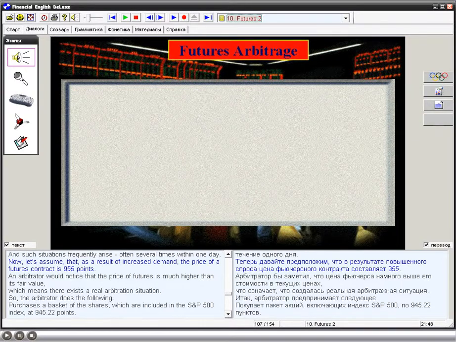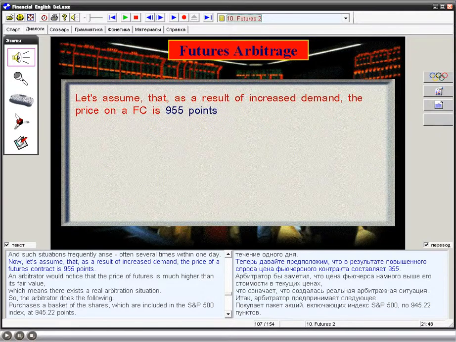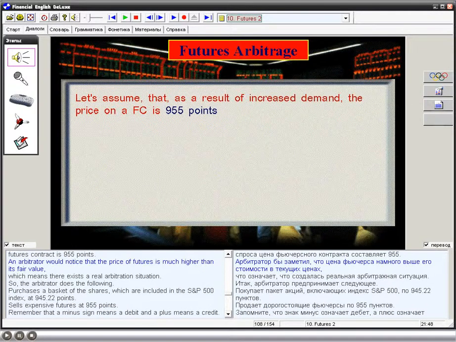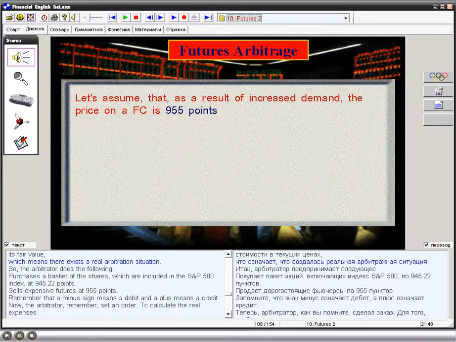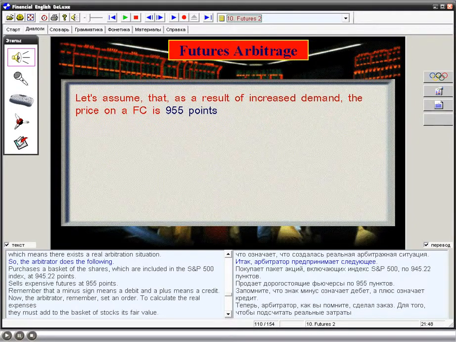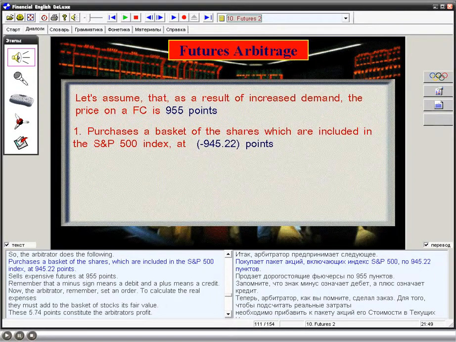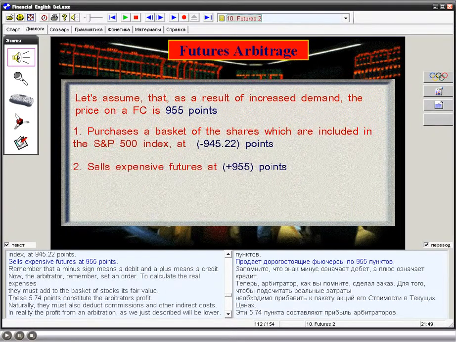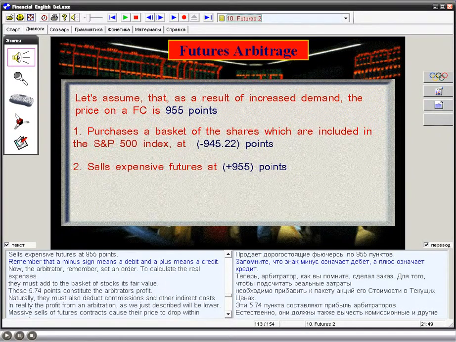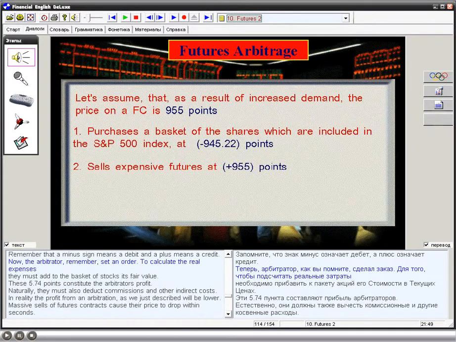Now, let's assume that as a result of increased demand, the price of a futures contract is 955 points. An arbitrator would notice that the price of futures is much higher than its fair value, which means there exists a real arbitration situation. So the arbitrator does the following. They purchase a basket of the shares which are included in the S&P 500 index at 945.22 points, and sell expensive futures at 955 points. Remember that a minus sign means a debit and a plus means a credit.